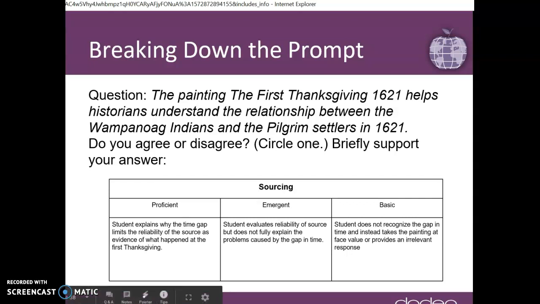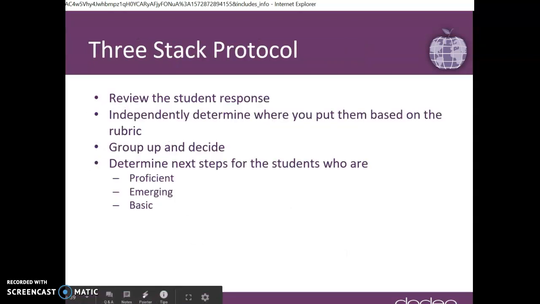So let's take a moment and we're going to participate in the three-stack protocol. So what you're going to do, very similar to what we did last time, you're going to review the student responses. You're going to independently determine where you put them based on the rubric. Then you group up and decide where you think they go. And then most importantly, you're going to determine next steps for the students who are proficient, emerging, and basic.